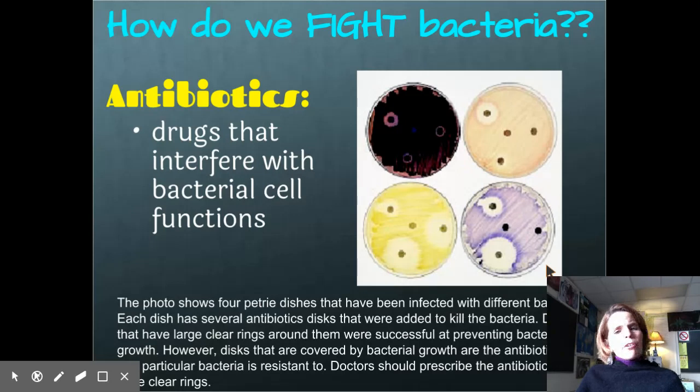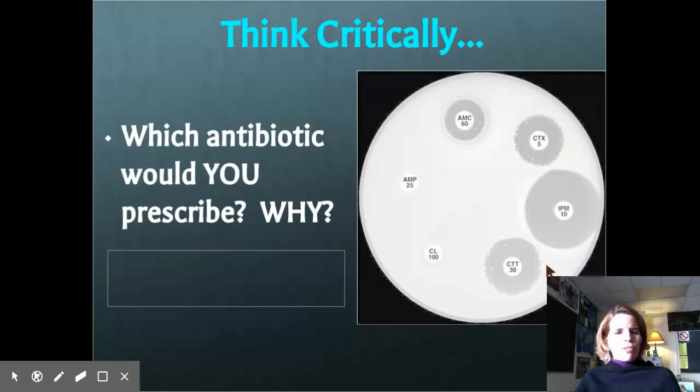In the diagram, what you see are 4 Petri dishes, and I'm going to let you read about it on your own instead of taking my talking time. I will definitely test you on what that picture is about, so you can read about that and answer a question. Think critically, see if you can answer this question.